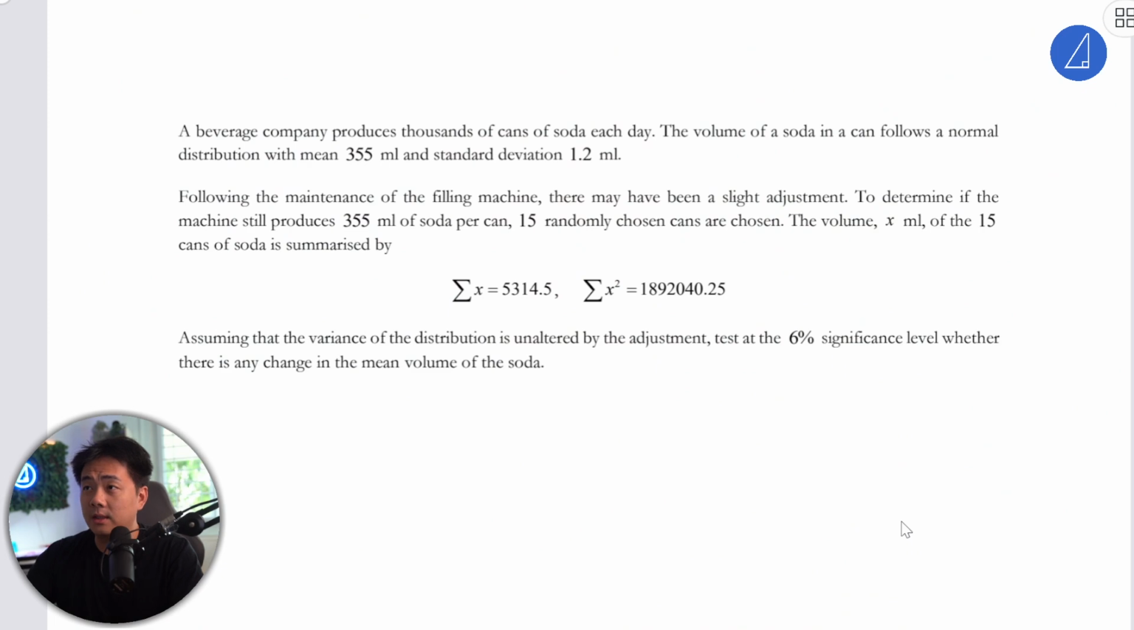Hi, students. Let's look at this question, which is on hypothesis testing. Let's see how I can do this proficiently.